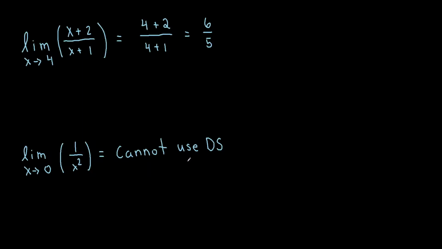However, this does not mean this limit is undefined. If you graphed 1 over x squared, and you look at the behavior of the function as it approaches x equals 0 from the left-hand side and the right-hand side, you will be able to find the limit. So whenever you're using the method of direct substitution, make sure that the function is continuous at that x value.